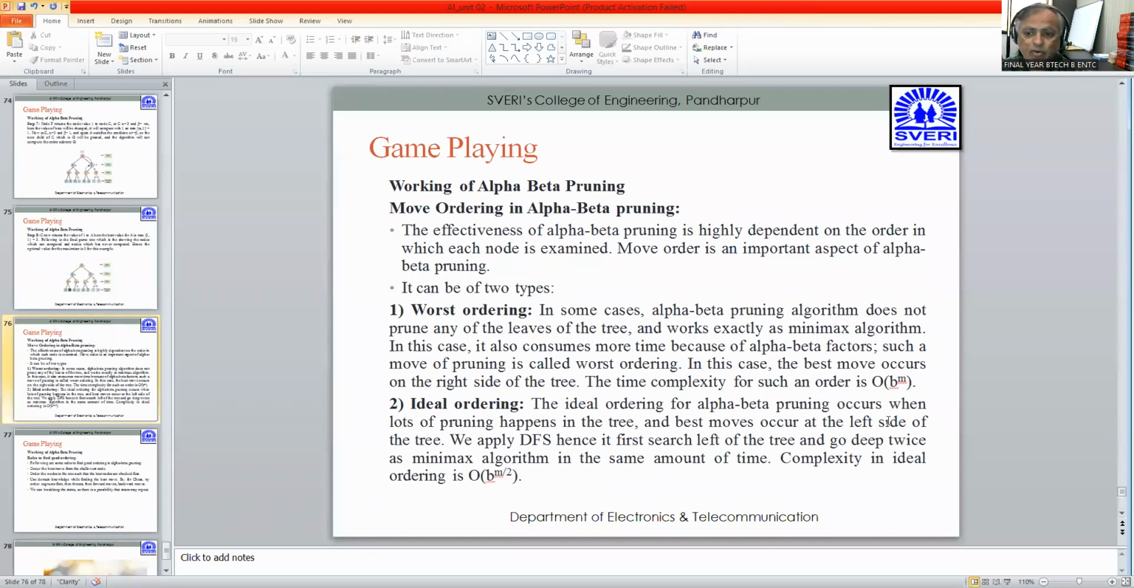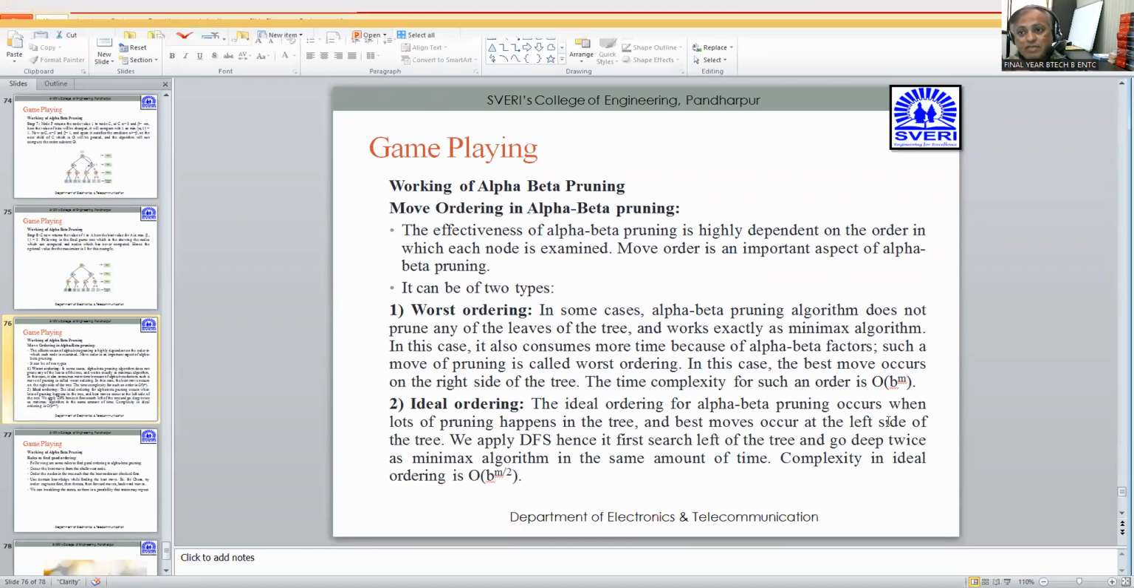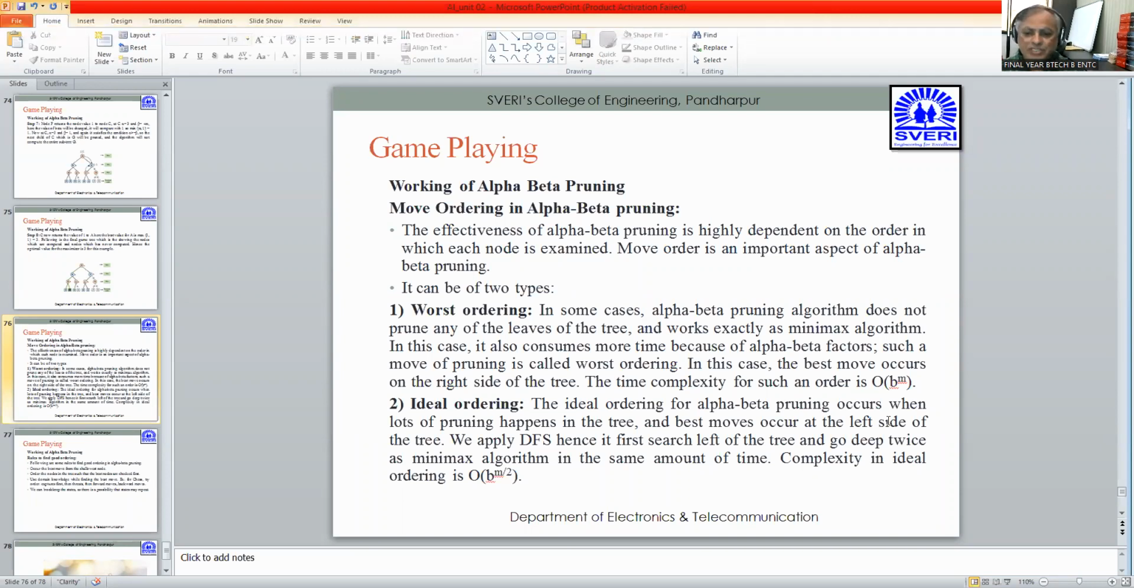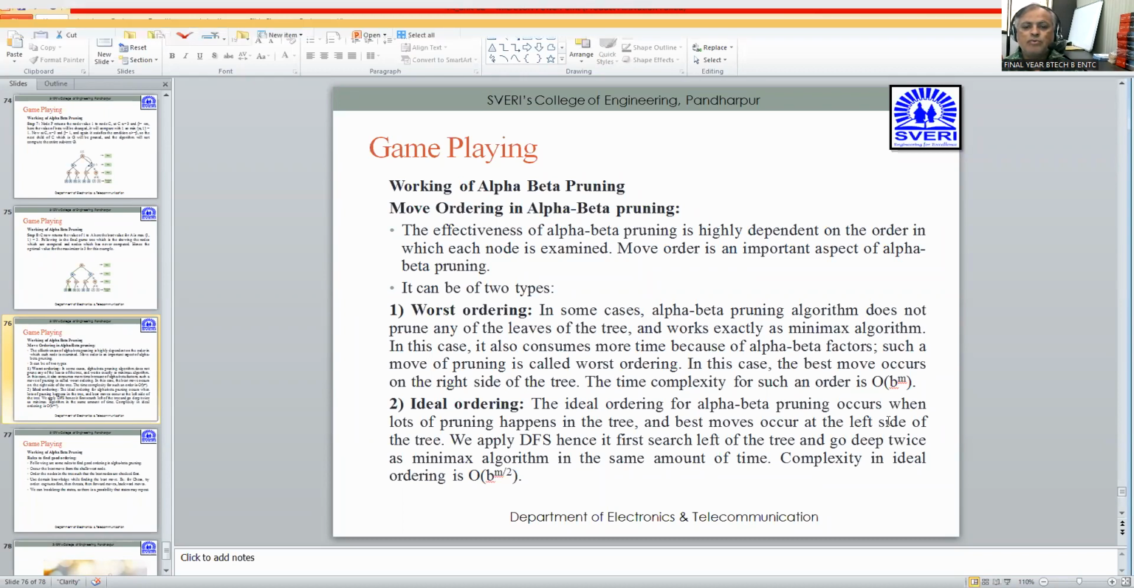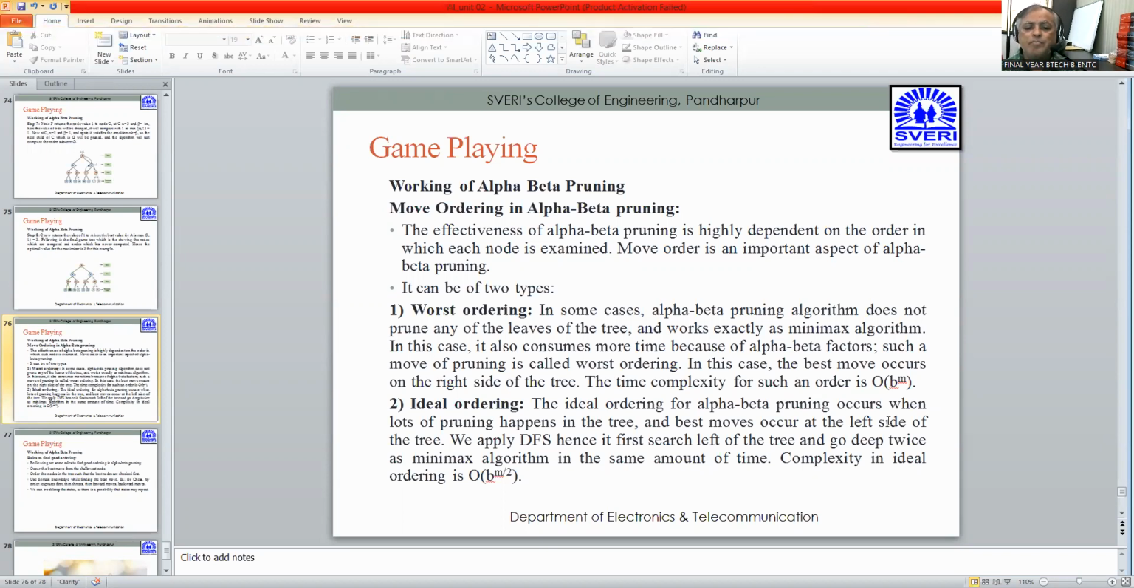But in the ideal ordering, alpha beta pruning will have lots of pruning happening in the tree, and the best moves occur on the left side of the tree. It starts from the left side. We applied DFS, hence it searches the left of the tree first and goes deep. Obviously, the depth first search we did starts from the left, so every time it starts from the left and executes. So we applied DFS, hence it searches the left of the tree first and goes deep, twice as deep as the minimax algorithm in the same amount of time. The complexity in the ideal ordering will be O(b^(m/2)).